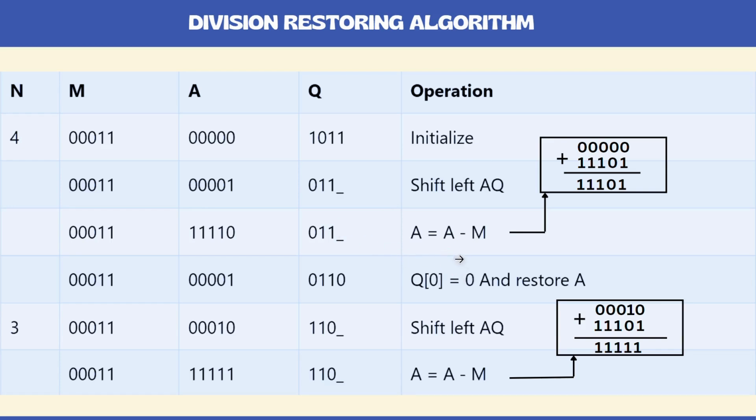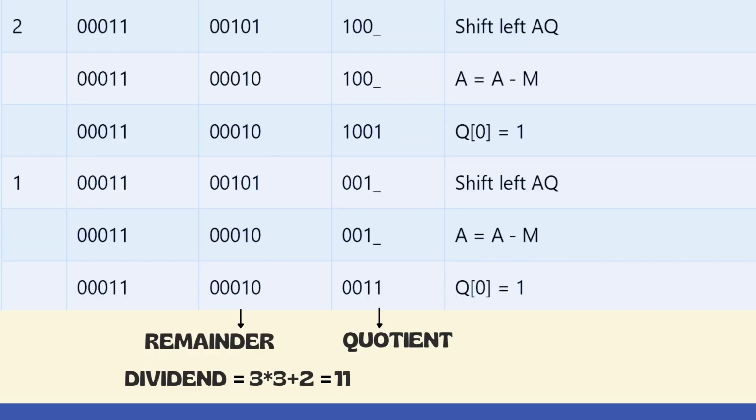If the leftmost bit of A after the operation is 1, then we will set Q0 equal to 0 and restore the initial value of A. If that bit is equal to 0, then we will set Q0 equal to 1 and continue with the value of A. After this, we will decrement the loop counter, and now our value of M will be 3. In a similar manner, we are going to perform the operation until the value of n becomes 0.